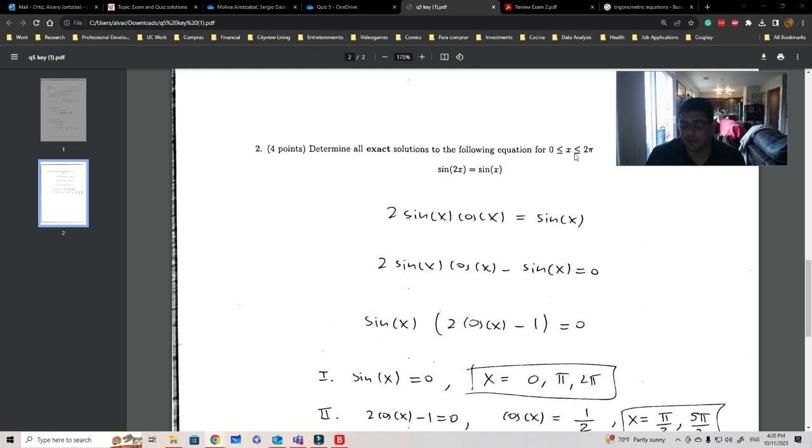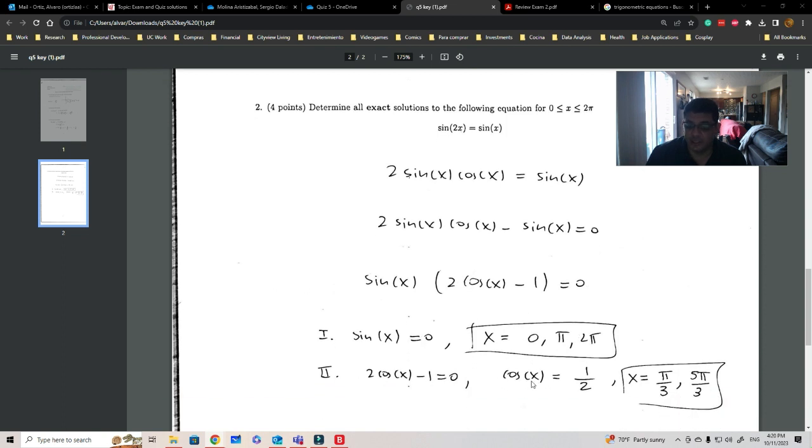Sometimes we don't include the 2 pi, but in this case we're including it, so we have to put it there. Now the other equation is 2 cosine of x minus 1 equals 0, which we can translate as 2 cosine of x equals 1, so cosine of x equals 1/2. And that's going to have two different values.